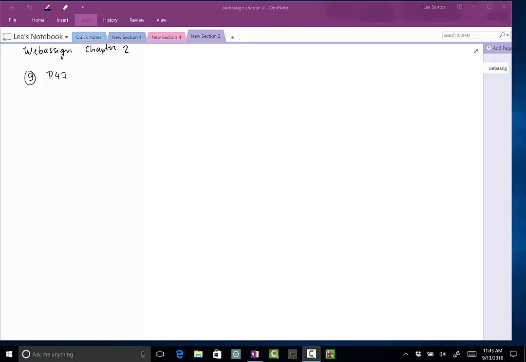Okay, so we are solving problem 9 from Web Assign for chapter 2, which is problem 47 from Giancoli 6th edition. So what we have there is a stone that is thrown vertically upward with a certain speed from the edge of a cliff. Okay, so let's draw our cliff here.